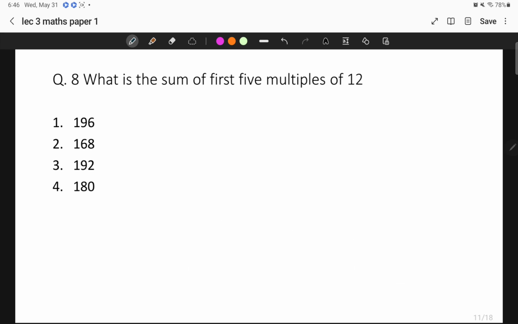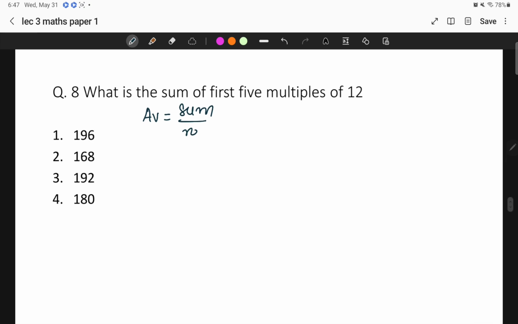Always keep in mind, we know that average is equal to the sum of the observations divided by the total number of observations. We know this formula. That is, average is equal to sum of the observations divided by the total number of observations. Okay, in the given question, we have to find the sum.